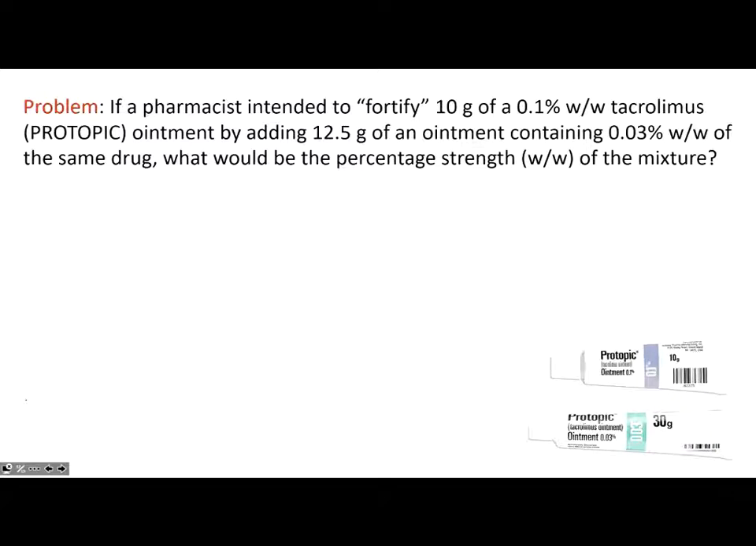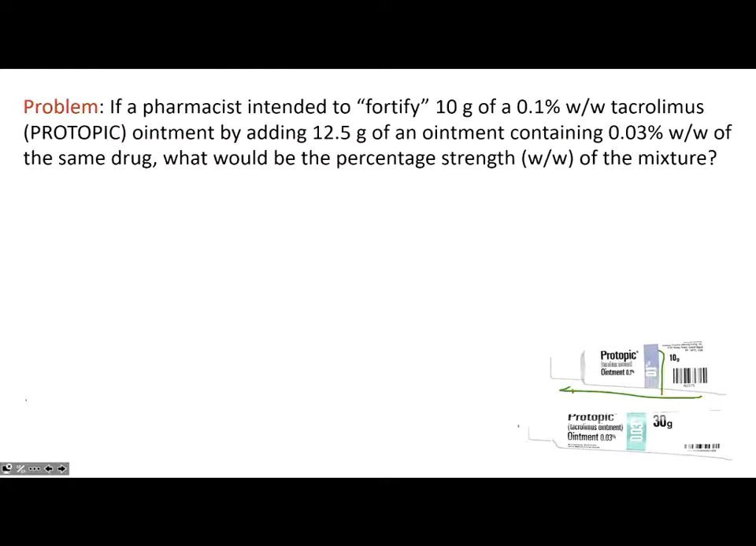So let's just use this example. It says a pharmacist intends to fortify, meaning add drug strength to, 10 grams of a 0.1% weight per weight tacrolimus or Protopic ointment by adding 12.5 grams of an ointment containing 0.03% weight per weight of tacrolimus, by combining those amounts of those two tubes. So basically we're going to start with this tube right here, essentially a 10 gram tube of 0.1%.